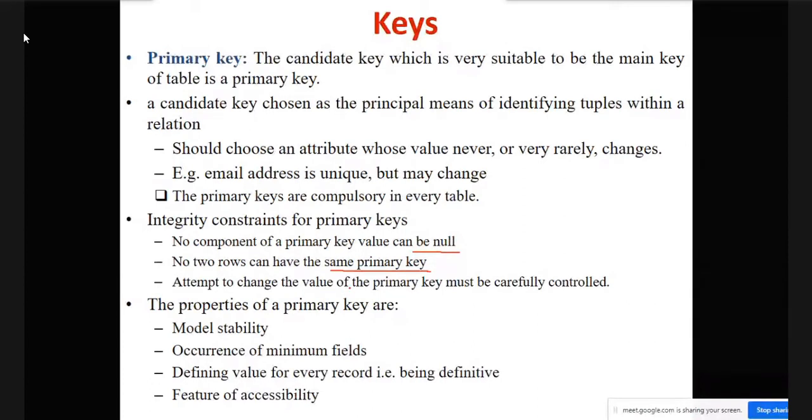An attempt to change the value of the primary key must be carefully done. If you are changing the primary key value, for example the email address I mentioned, see to it that you do it carefully with your database. Mostly you should not go for that. But in the worst case, if later on you come to know the value has changed and you have to do that, it should be done carefully wherever your table appears. It should reflect everywhere, and it should support your database.